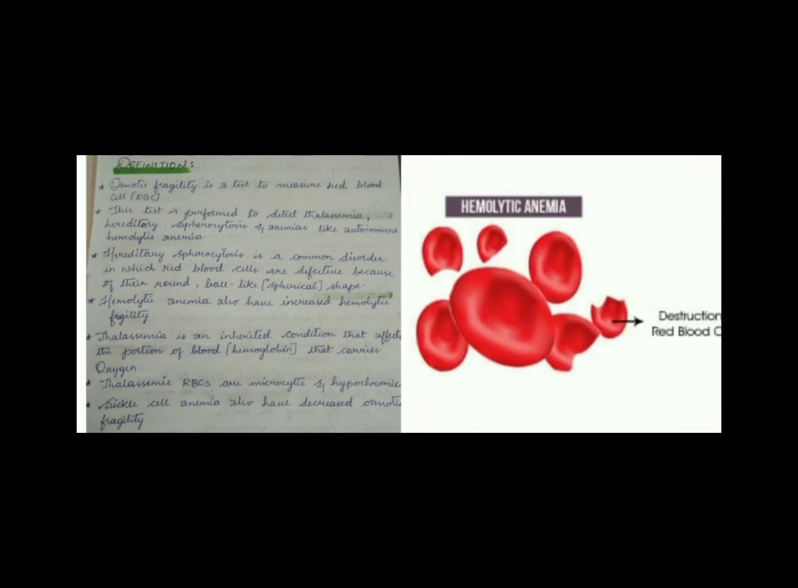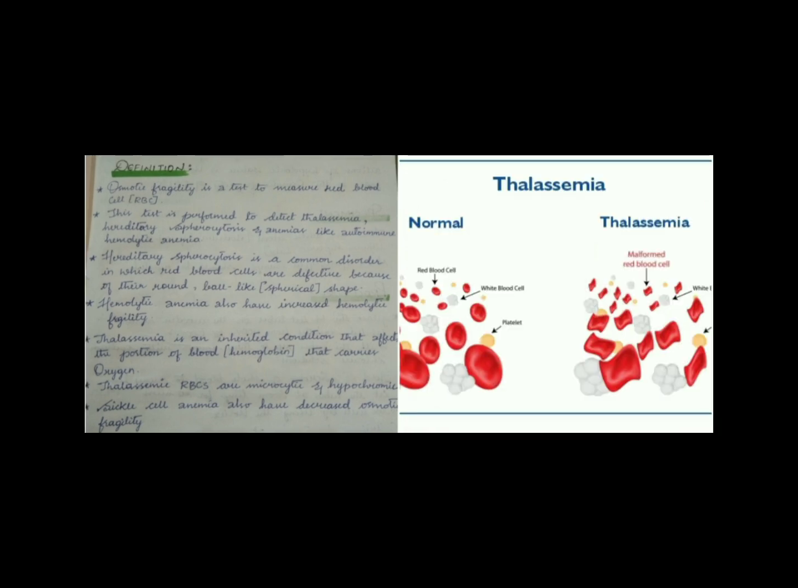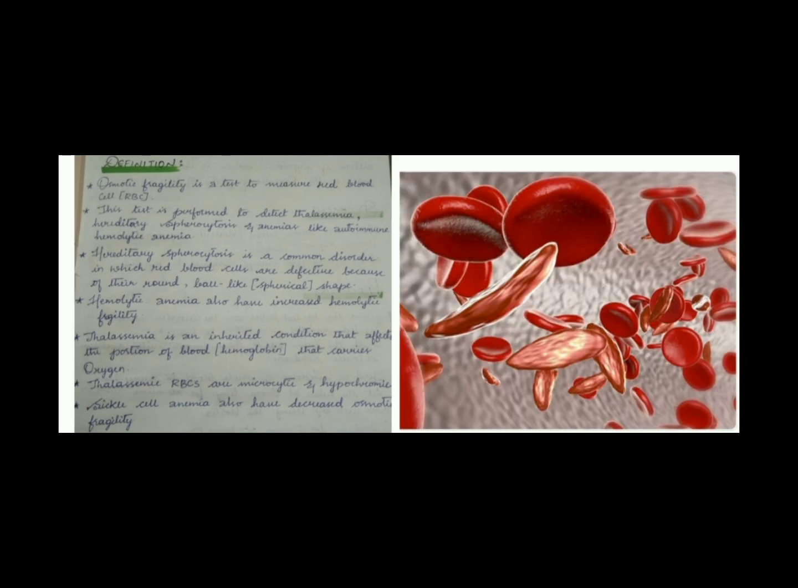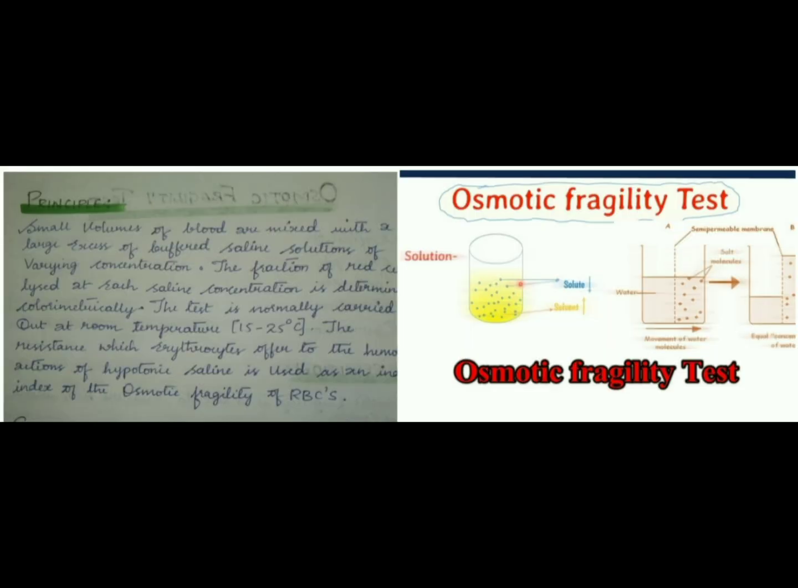Hemolytic anemia shows increased osmotic fragility. Look at the picture, you will come to an idea. Thalassemia is an inherited condition that affects the portion of blood which carries the oxygen, that is hemoglobin. The thalassemic RBCs are microcytic and hypochromic in nature. Sickle cell anemia also has decreased osmotic fragility.